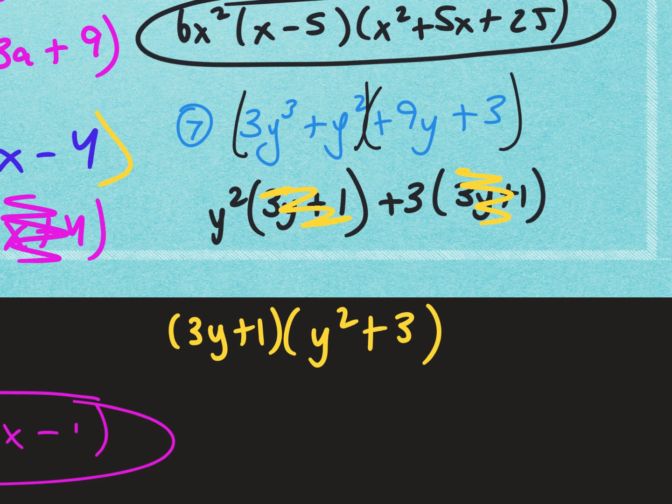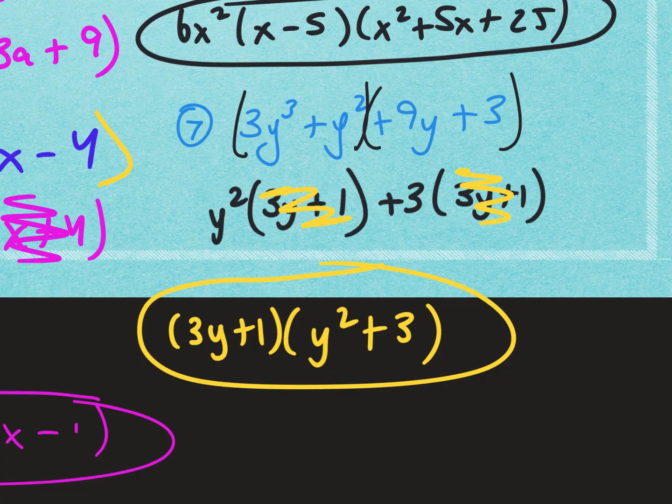Check. Is what I have left over the difference of perfect squares? No. 3 is not a perfect square, and a plus sign is not the difference. So you are finito there. Good.